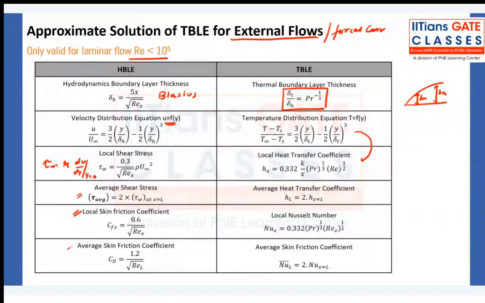And local skin friction coefficient and average skin friction coefficient are defined. Similar things we have done when we talk about thermal boundary layer equations. So temperature distribution is defined. This is dimensionless temperature distribution. And local heat transfer coefficient we have defined. And then average heat transfer coefficient by integrating it from X equals 0 to X equals L. Local Nusselt number by using h we have defined, and this is average Nusselt number.